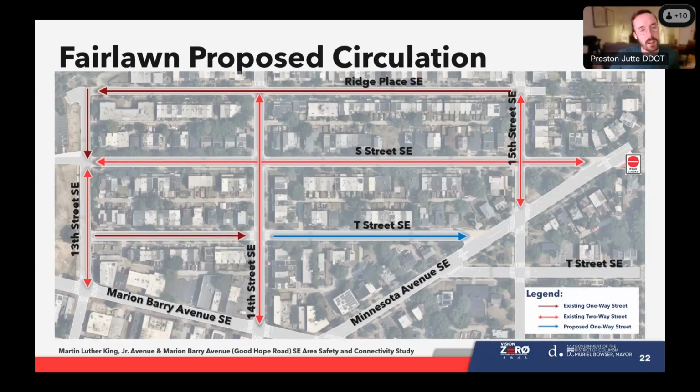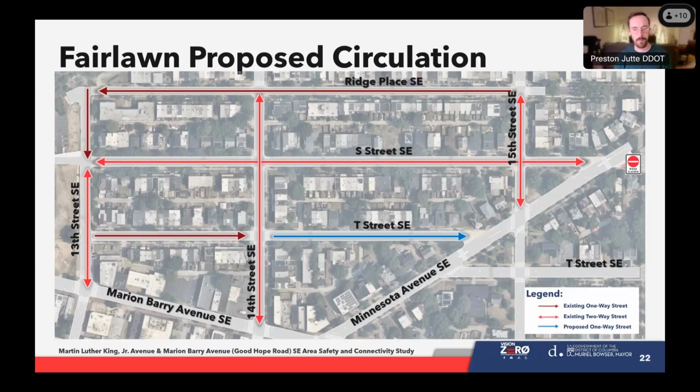Okay, so this is in Fairlawn. As you can see, circulation largely the same, but there is that block of T Street that has sort of a morning operation only that we want to make it full time so that you've got Ridge Place to the west, two-way direction on S Street, eastbound only, kind of just makes sense at a neighborhood-wide level.